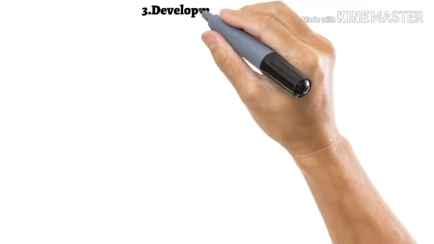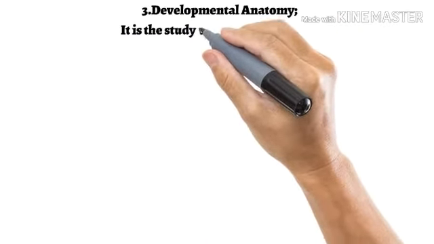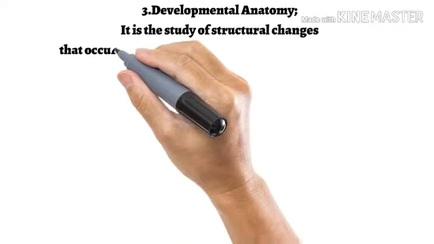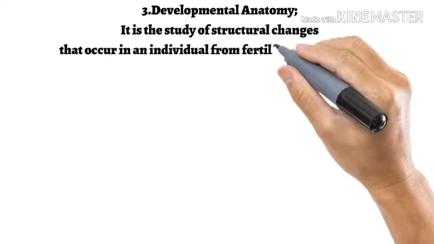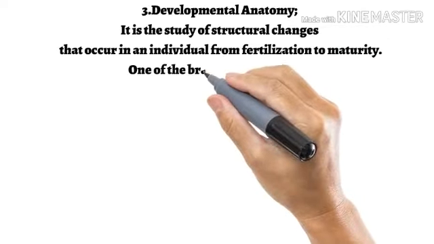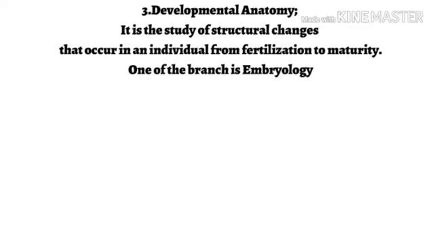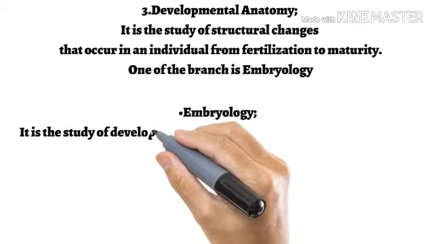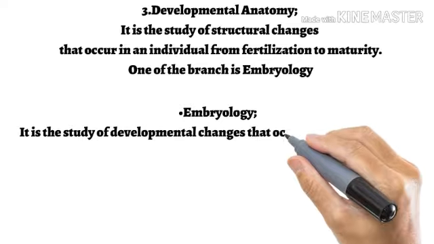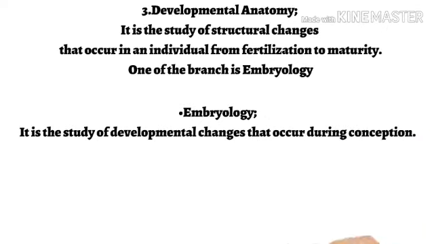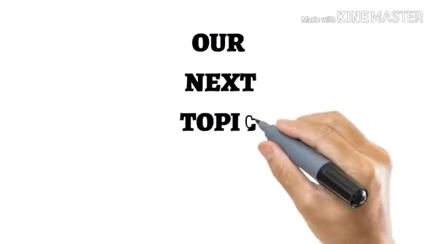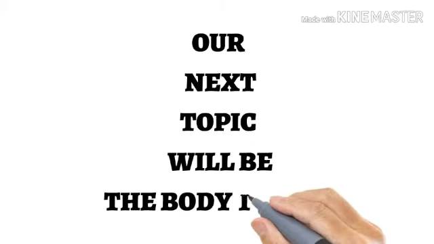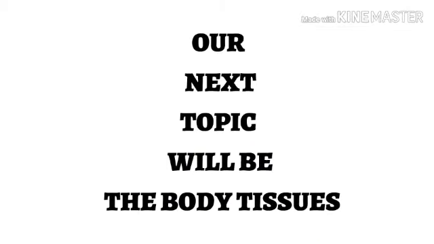The next thing we'll be talking about is developmental anatomy, which is the third branch of anatomy. It is the study of structural changes, from the word development, that occur in an individual from fertilization to maturity. One branch of this is embryology. Embryo means fetus in utero. So it is the study of developmental changes that occur during conception, and conception means the period of pregnancy. Don't worry, our next topic is going to be on the body tissues.